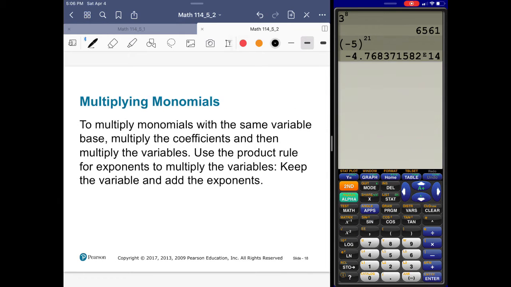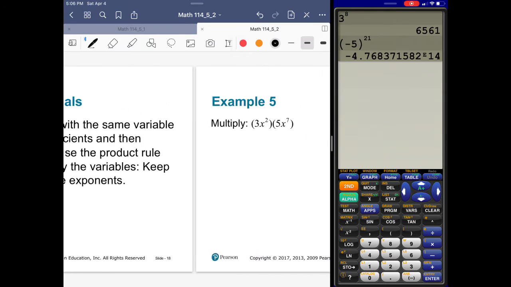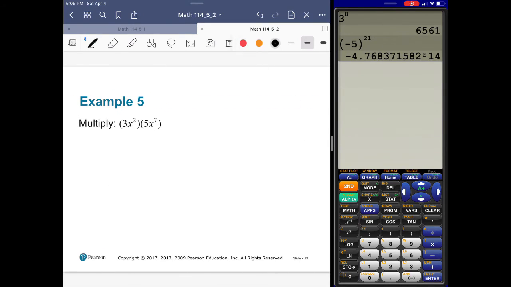Multiply monomials. To multiply monomials with the same variable base, multiply the coefficients and then multiply the variables. Use the product rule for exponents to multiply the variable: keep the variable and add the exponents. Okay, so this is telling me to multiply. So we have 3 times 5 times x squared times x to the 7th.